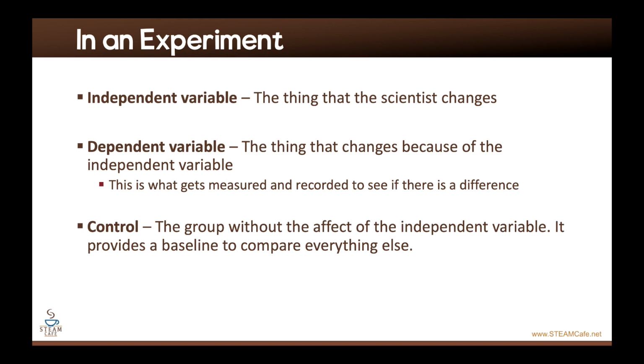So the independent variable is important, the one thing, and that's one thing you encourage your students to do when they're designing the experiment. What's the one thing that you're changing among all of these experimental groups? Okay, that's the independent variable. The dependent variable is the thing that changes because of the independent variable.